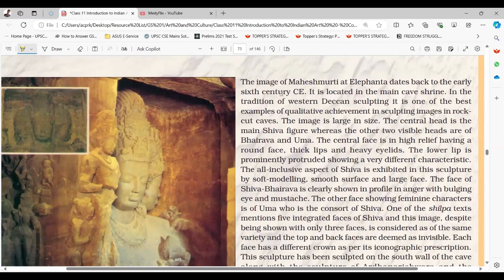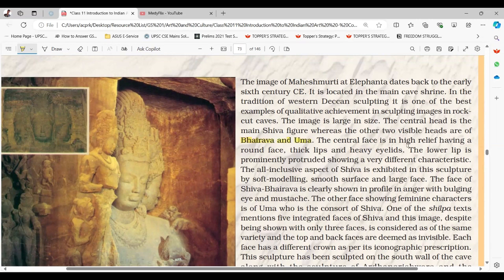In the tradition of Western Deccan sculpting, it is one of the best examples of qualitative achievement in sculpting images in the rock-cut caves. The image is large in size. The central head is the main Shiva figure, whereas the other two visible heads are of Bhairava and Uma.